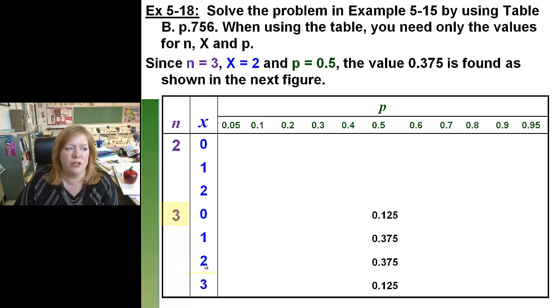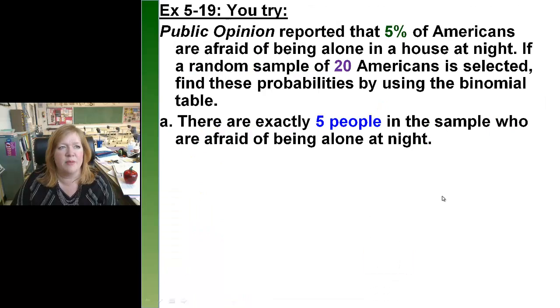So x is 2, so that's here. And probability, the little p, is 0.5. Now up along here there's a p on the top, and over here is 0.5, so we'll go over from 2 to that column, and we get our probability, 0.375. That's pretty easy with our tables. I'm going to have you do the next one.